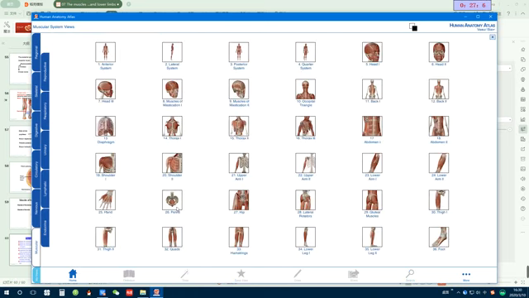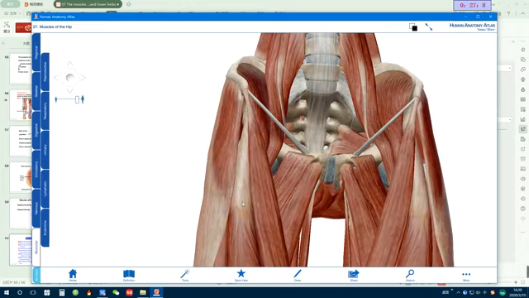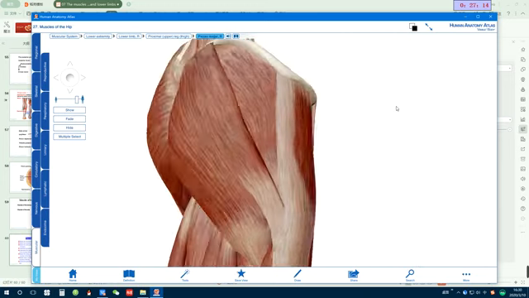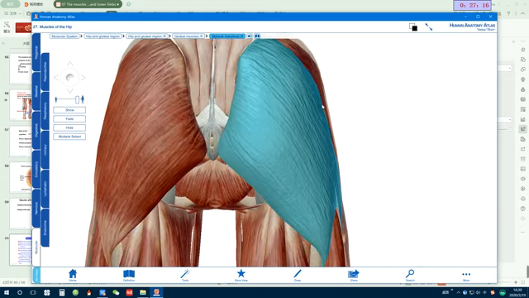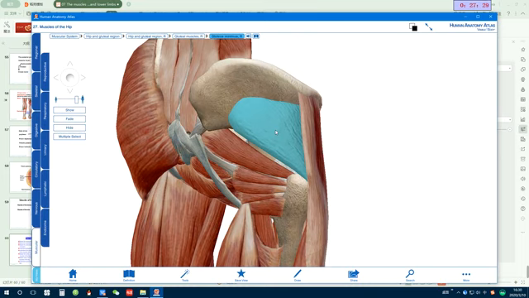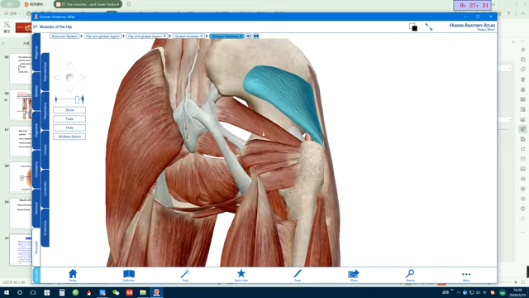Then let's see the hip. Only know there are two groups, anterior group, iliacus, psoas major. On the back is gluteus maximus, gluteus medius, and gluteus minimus. The three layers is enough. Others don't need to matter anymore.